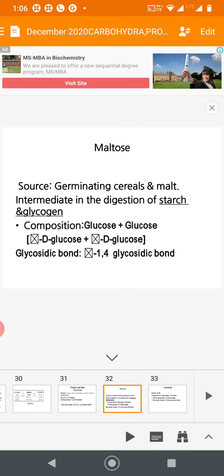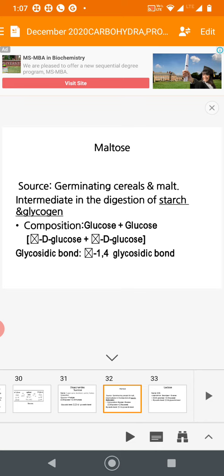Okay, now maltose, which is present in germinating seed and malt. It is also an intermediate of digestion of starch and glycogen, both of which are polysaccharides. Composition is glucose plus glucose. Again you see here the composition of maltose: alpha D glucose plus alpha D glucose.